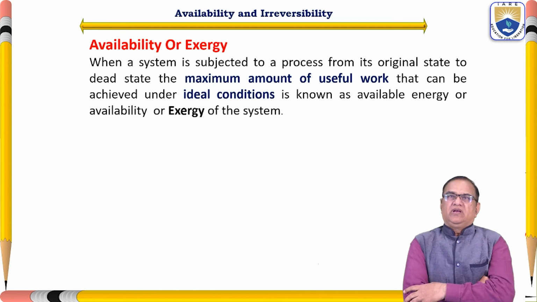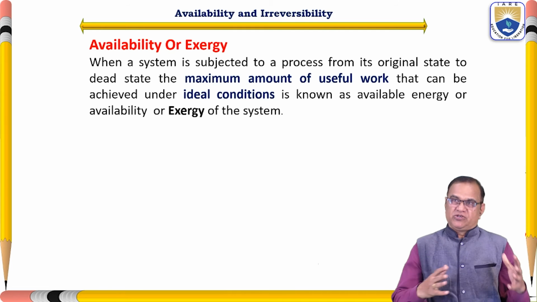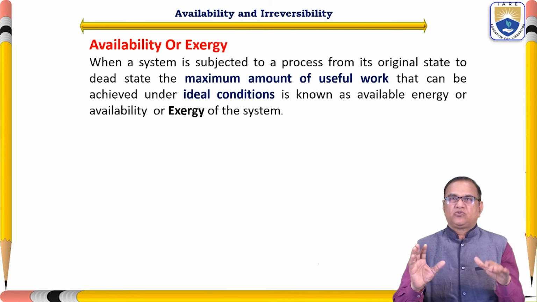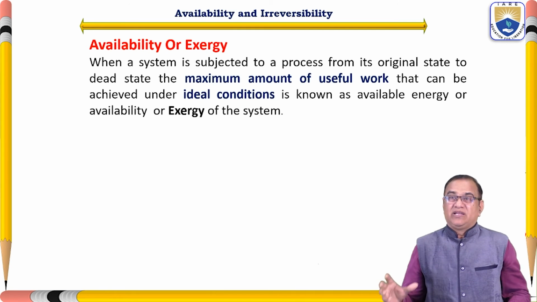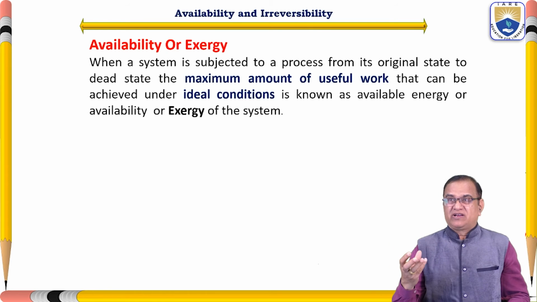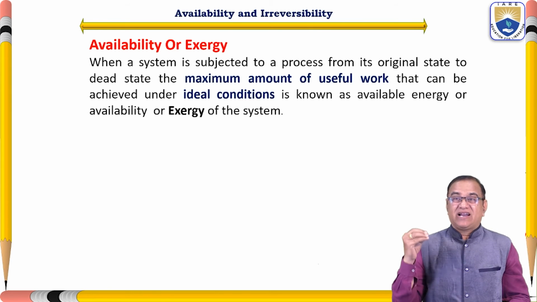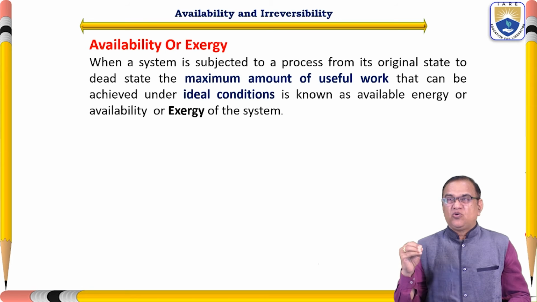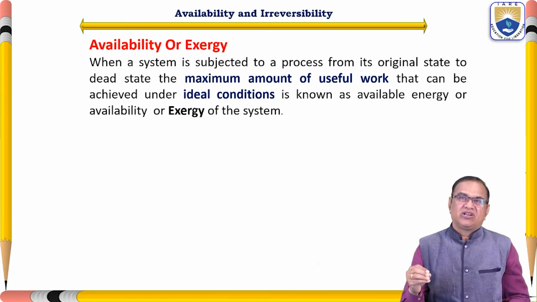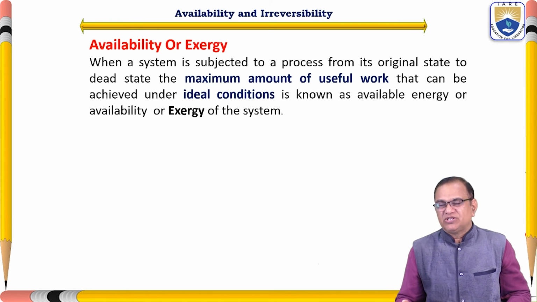So when a system is subjected to a process from its original state to the dead state, the maximum amount of useful work that can be achieved under ideal condition is known as the available energy, or the availability, or the exergy of the system.